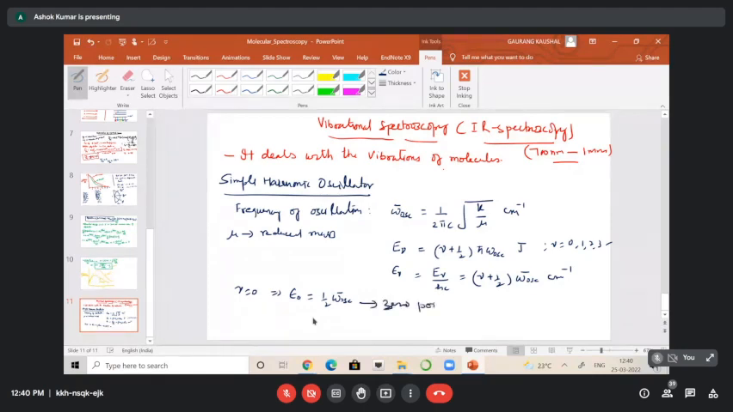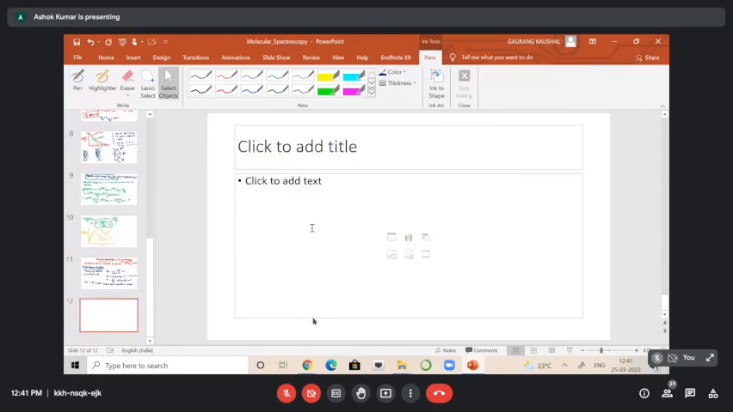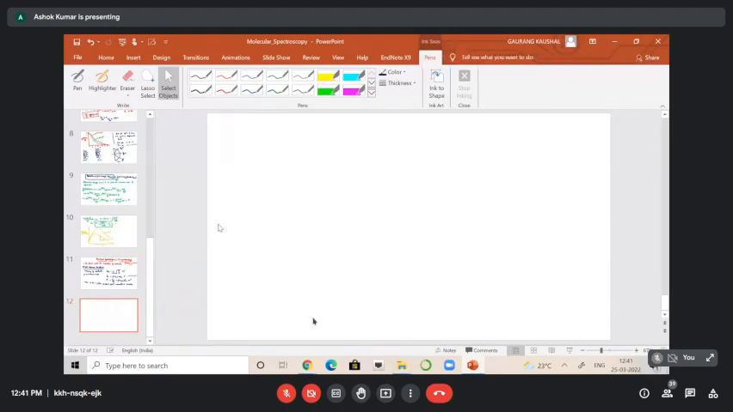Zero point vibration energy. The energy of the vibration of that diatomic molecule is never zero. So there will be some zero point vibration energy already present in the molecule. They are already at v equal to 0, and they will be vibrating.